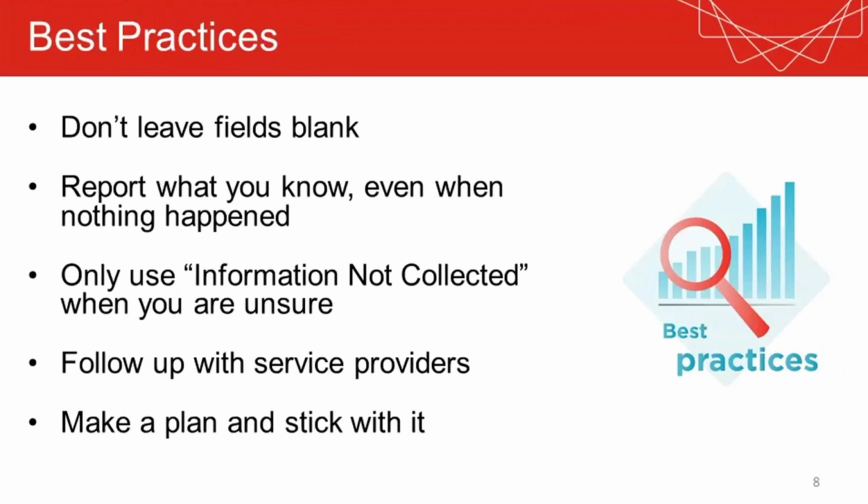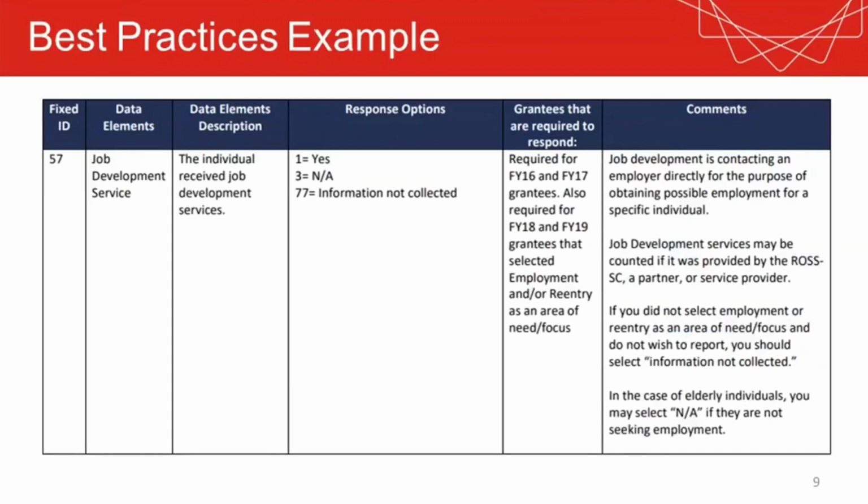Now, let's go through a quick example of a data element and how to improve its quality in your reports. Here we have job development service. If we take a look at the top right, we see job development is contacting an employer directly for the purpose of obtaining possible employment for a specific individual. The first question to ask here is whether you're providing this service or connecting participants with a service provider and perhaps not recording it, or maybe recording it someplace else.